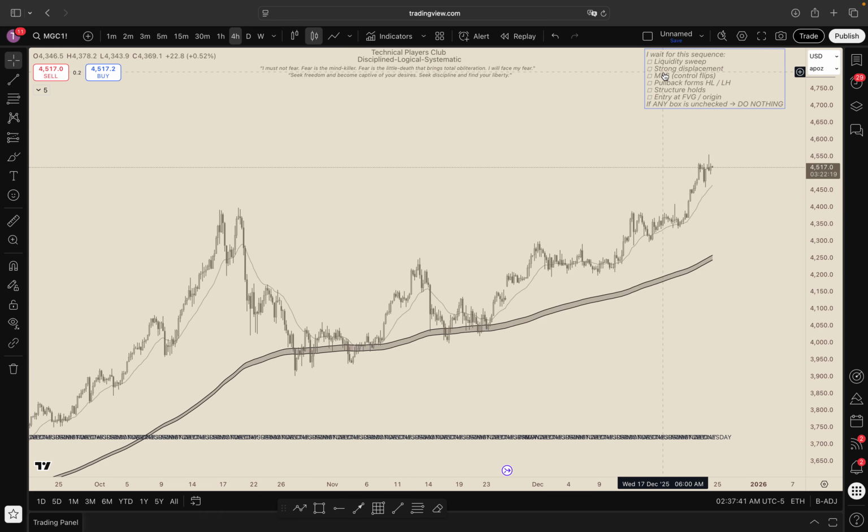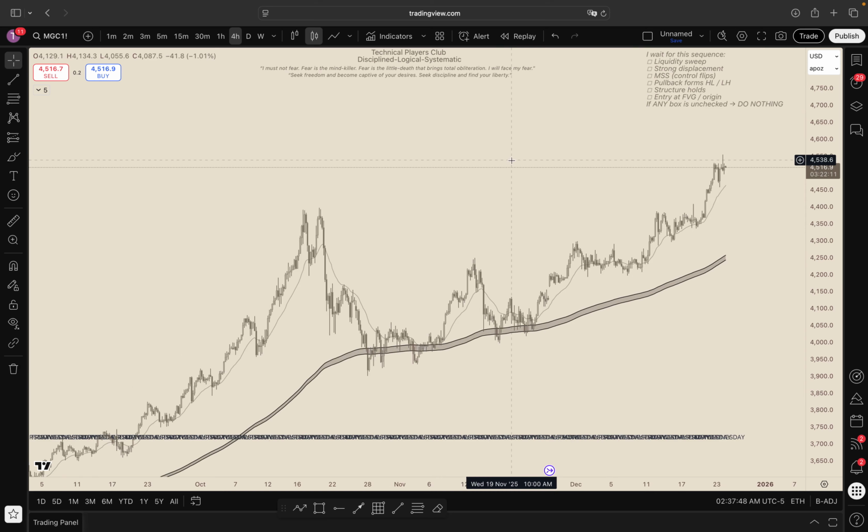This right here is basically my whole strategy condensed into a quick checklist. So we'll go across this and I'll give some examples and maybe I'll expound upon it a bit. The first check we need on this checklist: I wait for the sequence. What do we need? A liquidity sweep.